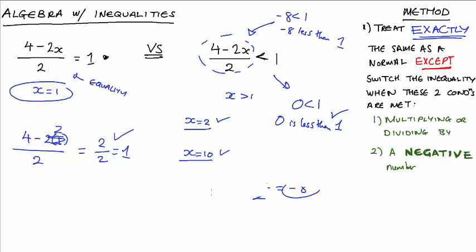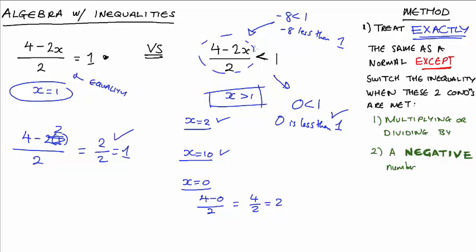Now, for the sake of it as well, let me show you why, for example, x equals 0 shouldn't work. Because this is saying every number greater than 1 should work. So let's put that in. You get 4 minus 0 over 2, which will just give you 4 over 2, which is 2. So that will make this whole thing come out to 2 is less than 1. Which it isn't. So that's wrong.